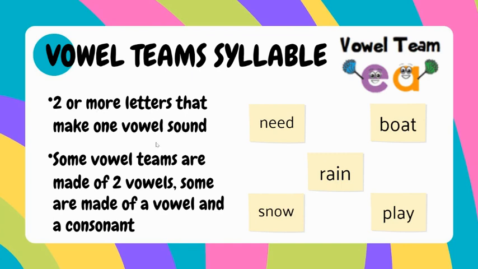This can also be called a vowel digraph or a consonant digraph. But either way, it's two letters working together to form a different sound, and that could be two vowels or a vowel and a consonant. As you see, for example, in snow, the O and the W are working together. We have the A and the Y working together that makes a different sound. In rain, we have two vowels. Boat, we have two vowels. In need, you have two vowels.